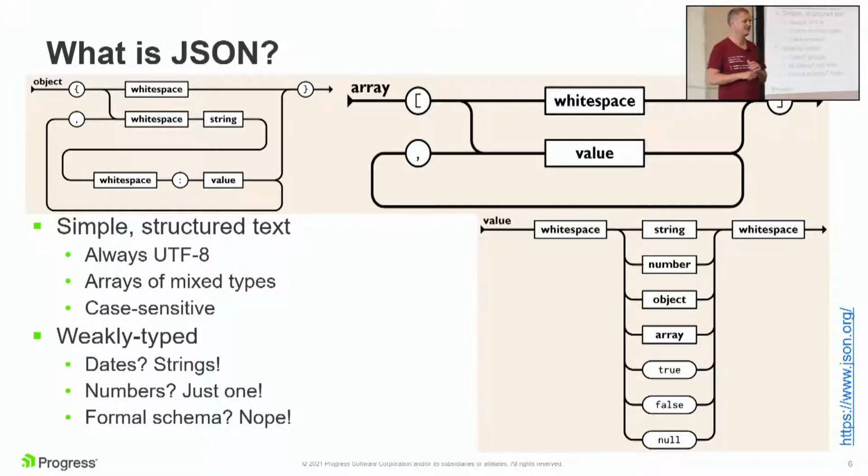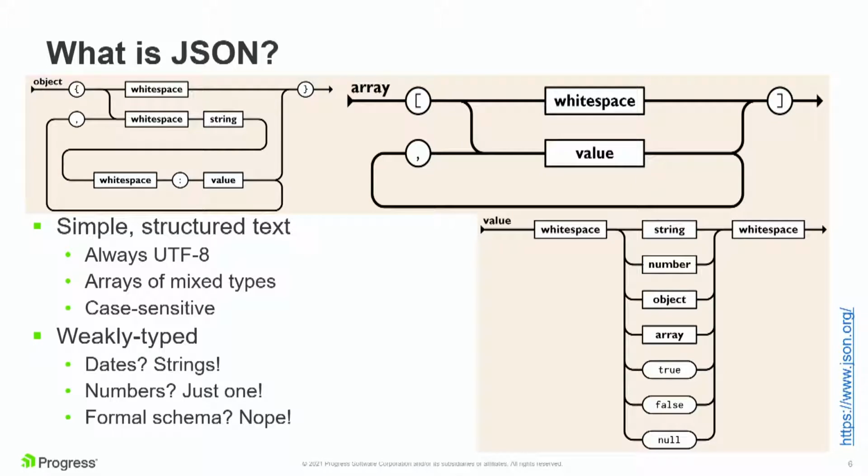So, what is JSON? Everybody knows what JSON is, but just as a quick recap, this is from JSON.org. Basically, it's a simple structured text format. That's the gist of it. It's always UTF-8, which is nice. You can have arrays of mixed types. You can have what they call objects, which you can think of as maps or dictionaries, basically name-value pairs. And the value can be another object or an array of things or a primitive value, if you will.